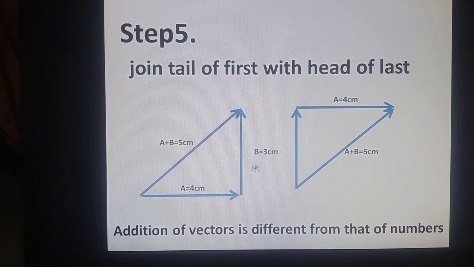Numbers were 4 and 3, magnitudes I am talking about. So 4 plus 3 should be 7. But no, here it is 4 plus 3, 5 centimeter. This is the graphical method.